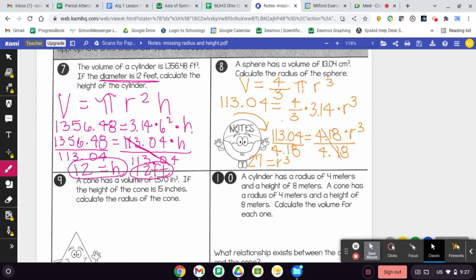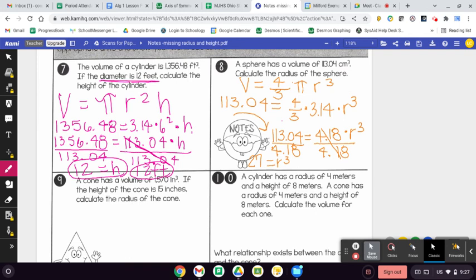We good? Matt, you get 27? 27 equals the radius cubed. Am I finished, or can somebody think of the last step I have to do? Square root it. Divide by 3. It's not 3r. If it was 3r, you would divide by 3.